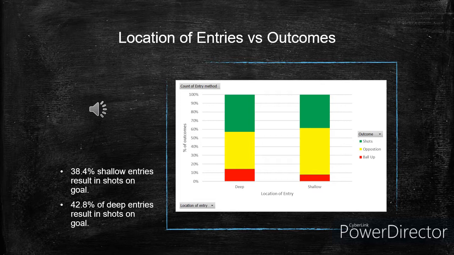This shows Fremantle get more chances to score with deep inside 50 entries and also make it harder for the opposition to win back possession.